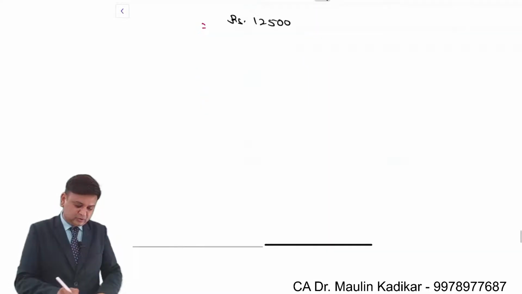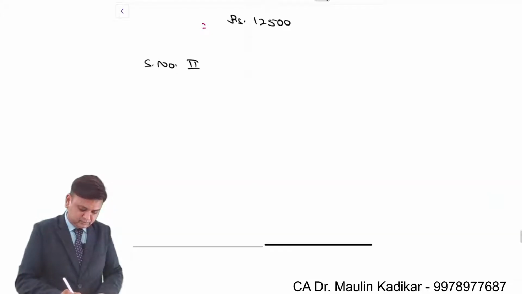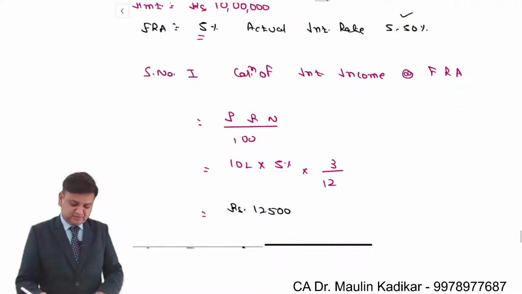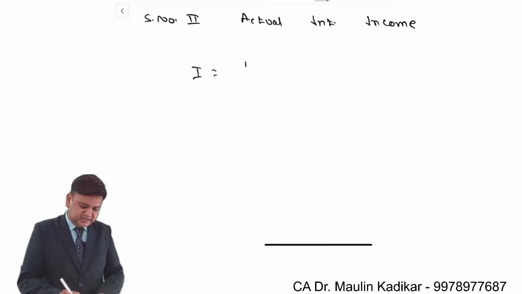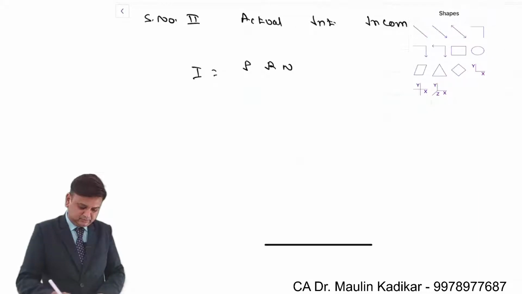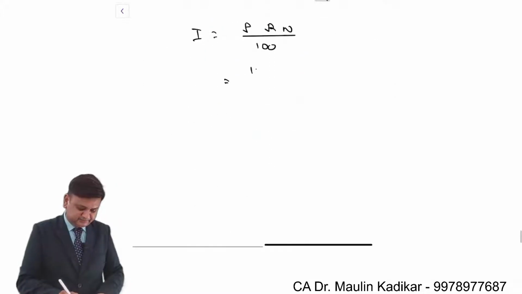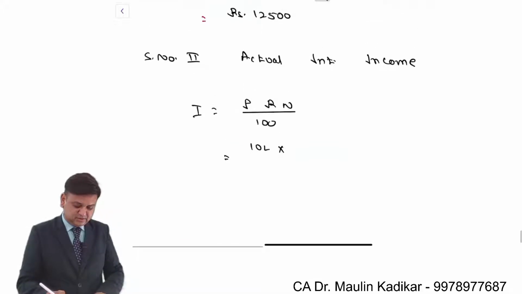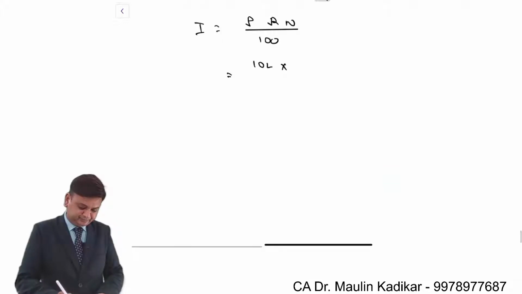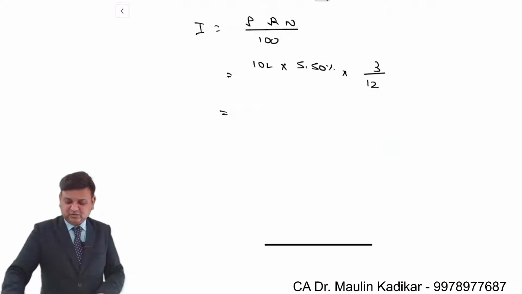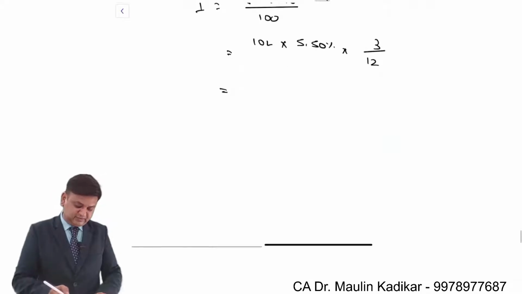Okay. Now step number 2. Actual interest income. Now friends, over here we can observe that the actual interest rate is 5.5%. So over there, again I is equal to PRN upon 100. So we understand that the amount is 10 lakhs into rate of interest 5.5% into 3 divided by 12. So 10 lakhs into 5.5% into 3 divided by 12, 13,750.